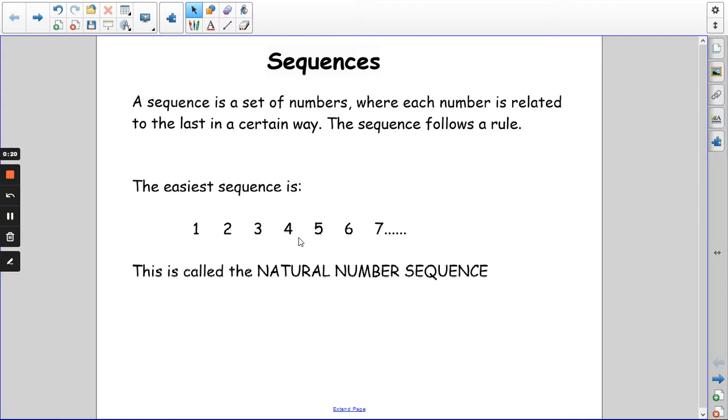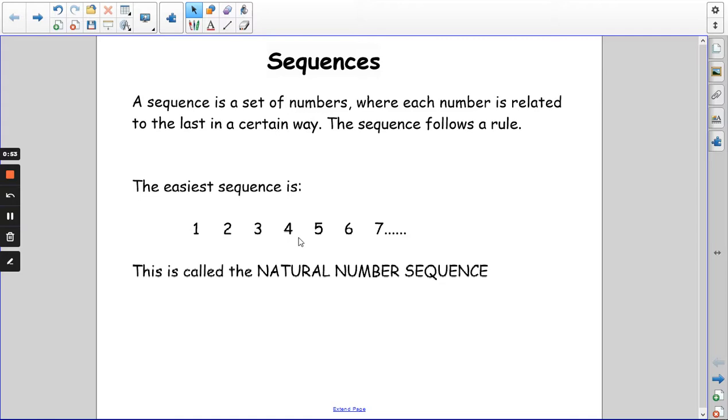Okay, so the topic we're moving on to is sequences. And a sequence is, and you'll have to write this down in your books by the way, just a set of numbers where each number is related to the one before. Or you could say that they're a set of numbers where they just follow a rule. As long as each number is related to the one before in the same way every time, then it's a sequence. It's not just a random set of numbers.